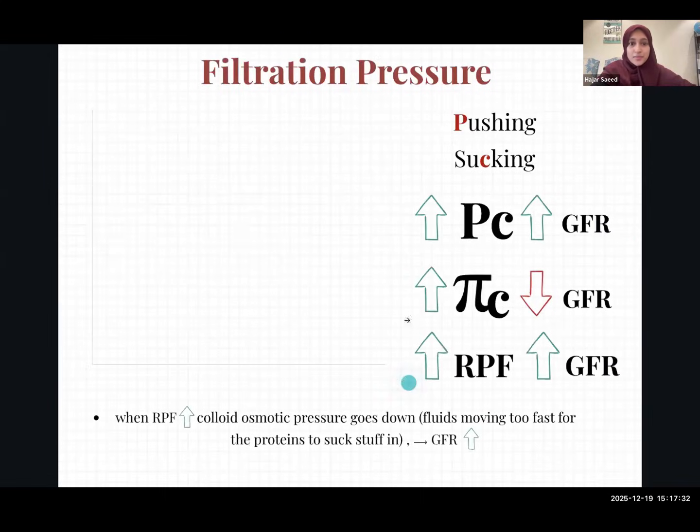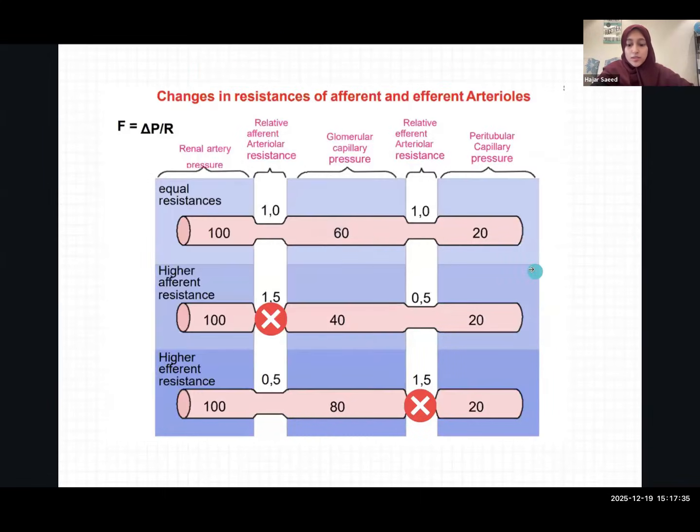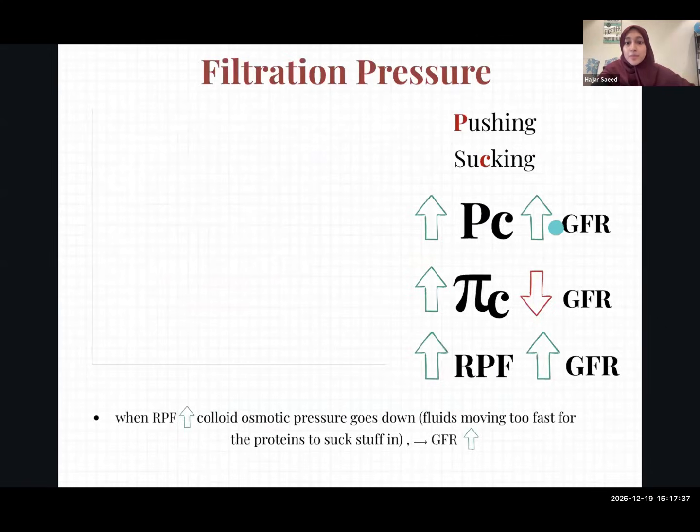Okay, let's explain it. The picture's not showing up, but basically, P is hydrostatic pressure and it's pushing. We're pushing out of the capillary. Pi is colloid pressure and it's sucking into the capillary. When hydrostatic pressure is high, we're pushing things out of the capillary, so glomerular filtration rate would go up. When capillary oncotic pressure is high, we're sucking things into the capillary, so filtration will go down.